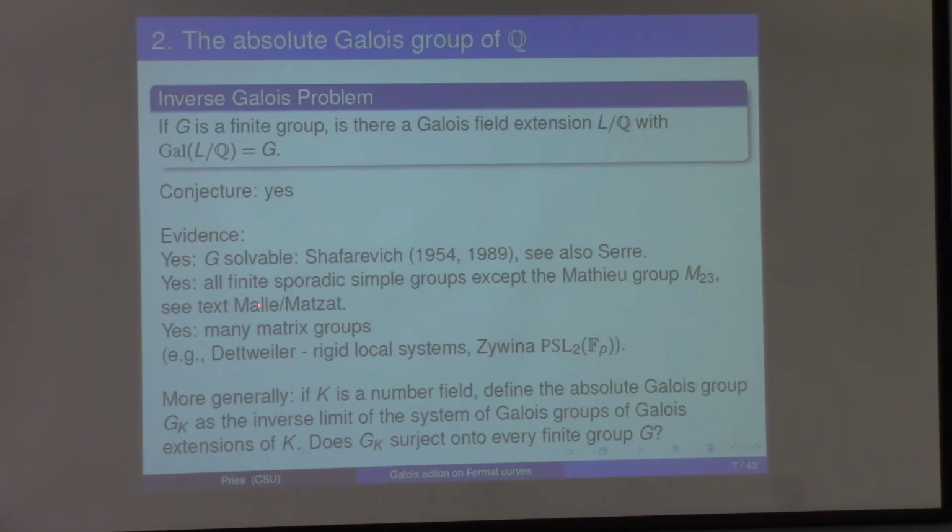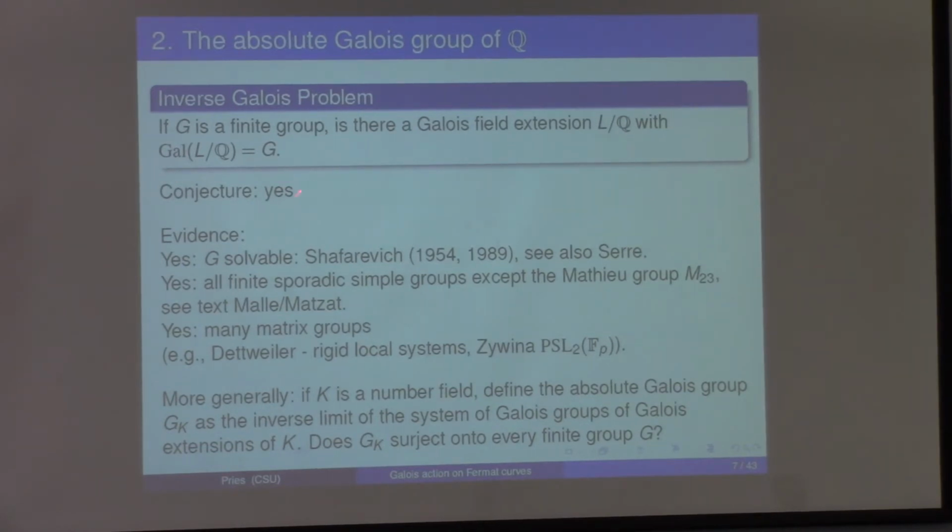So what's some of the evidence for this conjecture? Shafarevich proved that it's true if G is solvable, in particular for these p-groups. And the field community's been working on more refined questions like where are these extensions ramified, and can you get them to be ramified only over finitely many primes. This conjecture is also true for all finite sporadic simple groups except the Mathieu group, M23. It's also true for many matrix groups.